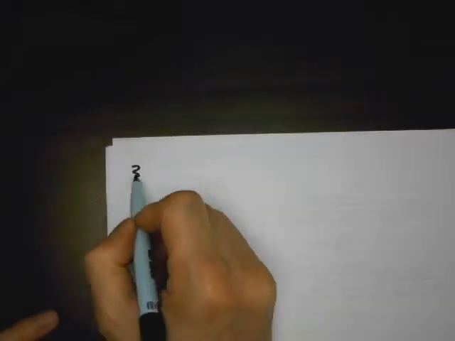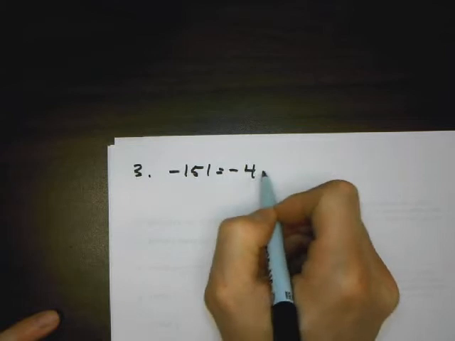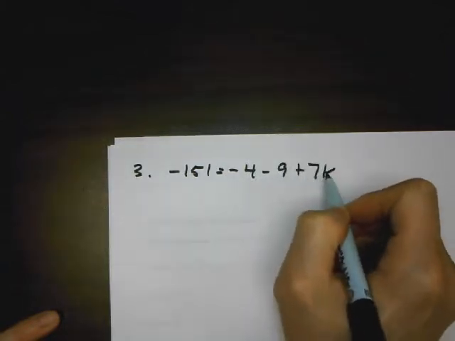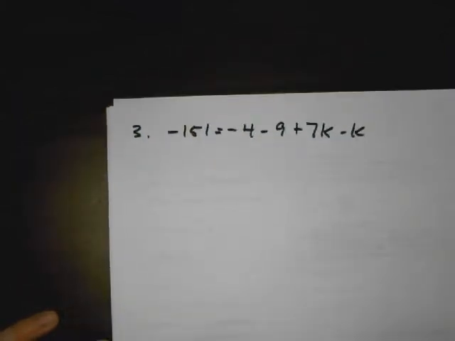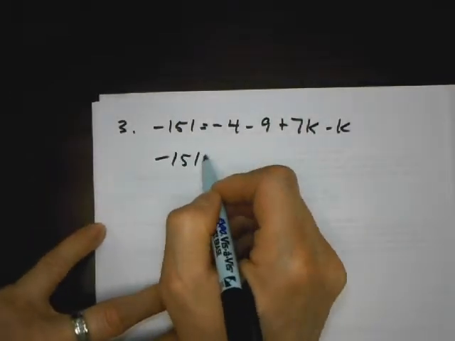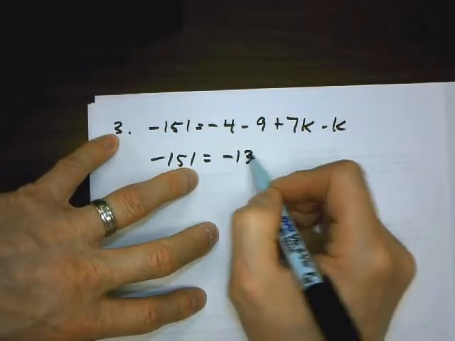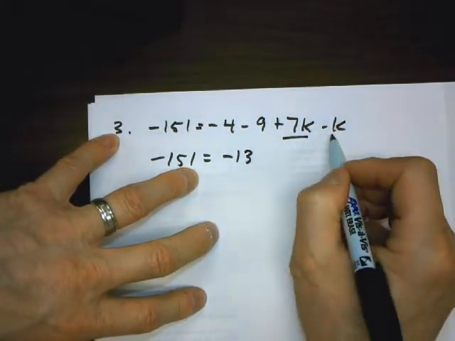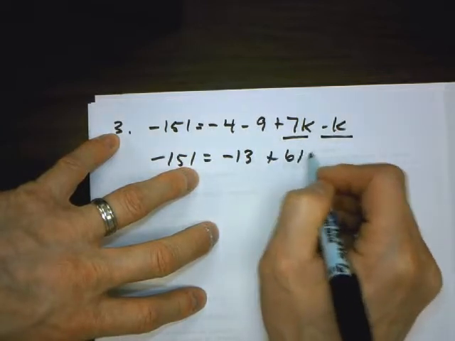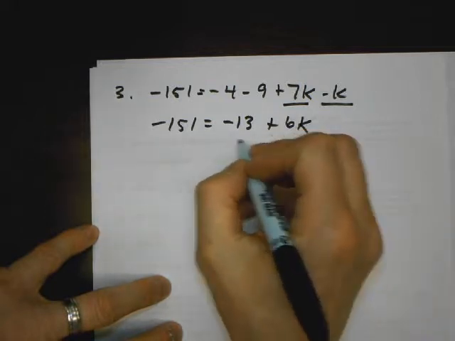Next one, number 3. We have to solve for k. We're going to isolate the variable to figure out what that value is to make this true. So when we solve for k, we want to simplify first. I have 4 negatives, 9 more negatives. That's a total of 13 negatives. I have 7 k's. Take away 1 k leaves 6 k's. Now I can solve this equation.